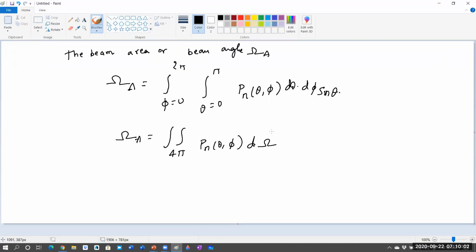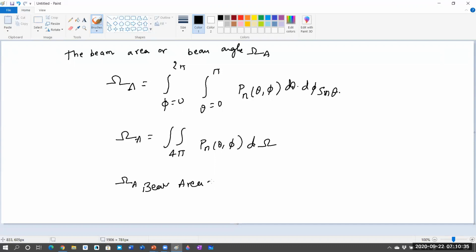So the beam area omega A is the solid angle through which all of the power radiated by the antenna would stream if the power maintained its maximum value over the beam area. Thus the power radiated is represented in watts.